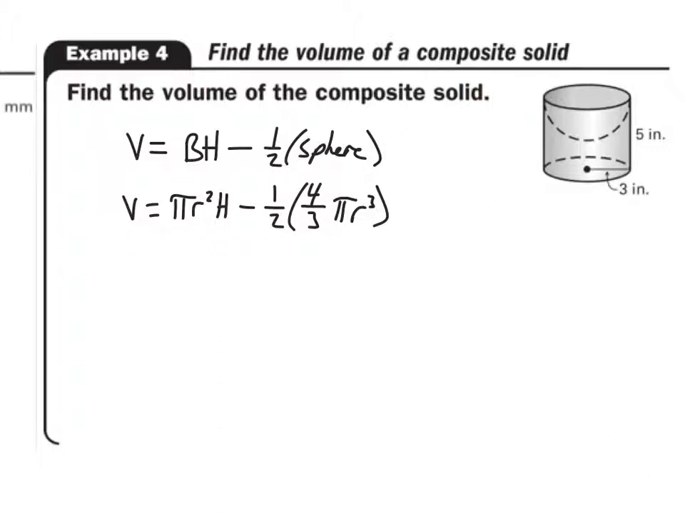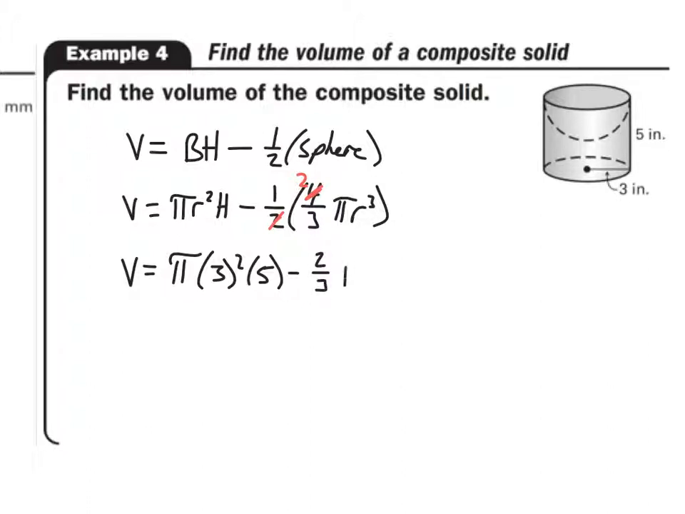Okay. Well, what's the radius? 3. What's the height of the cylinder? 5. Plug and chug. We got pi times 3 squared times 5 minus. I strongly suggest doing the 1/2 times 4/3. It's easy, folks. The 2's on the bottom, the 4's on top. They cancel. I get 2/3.